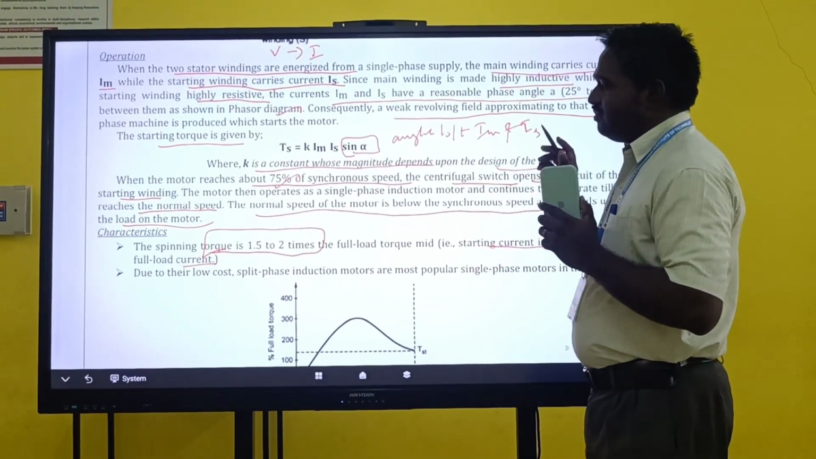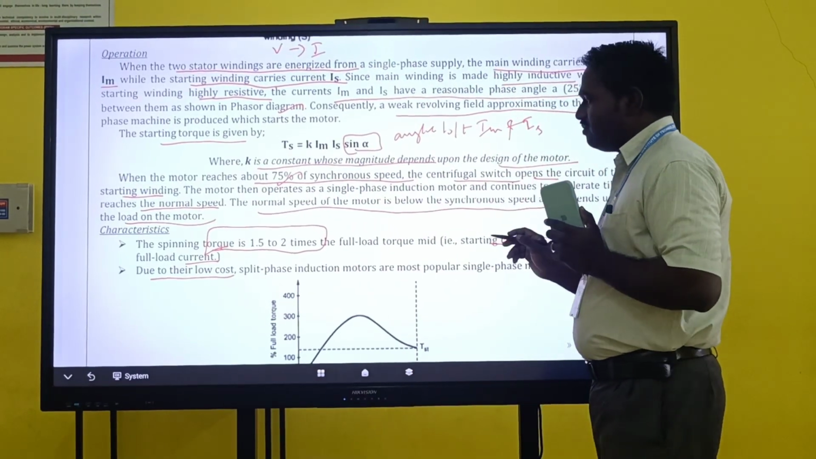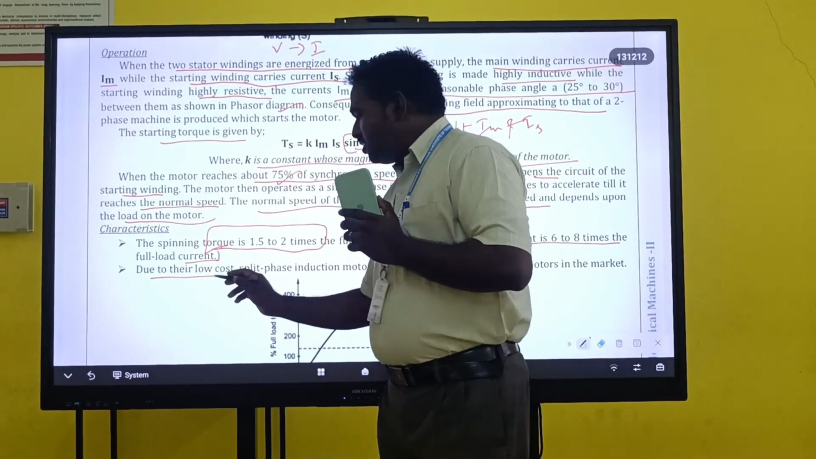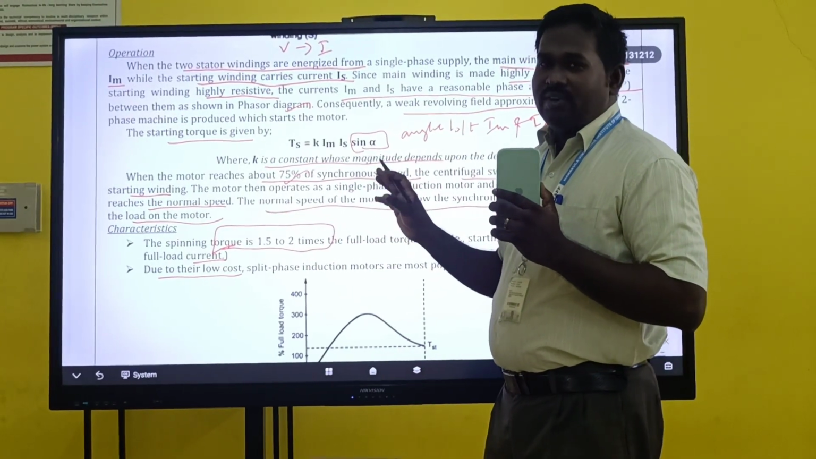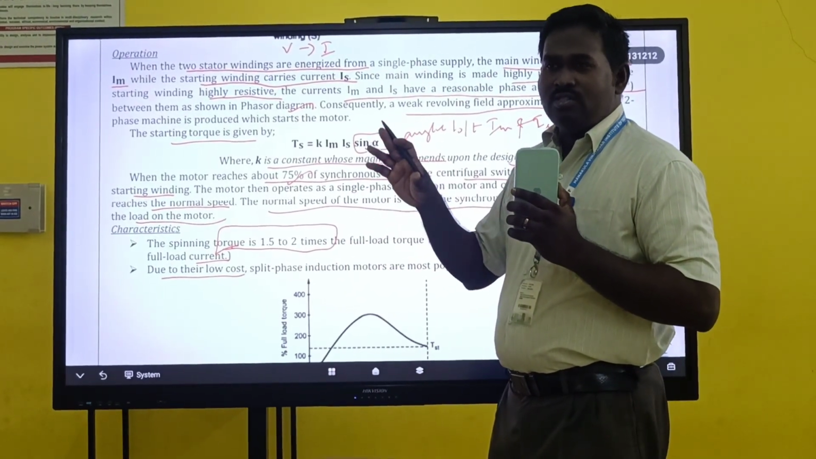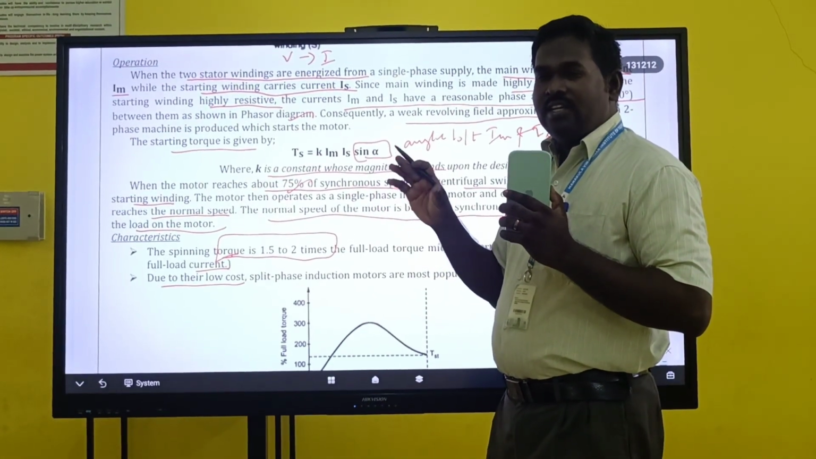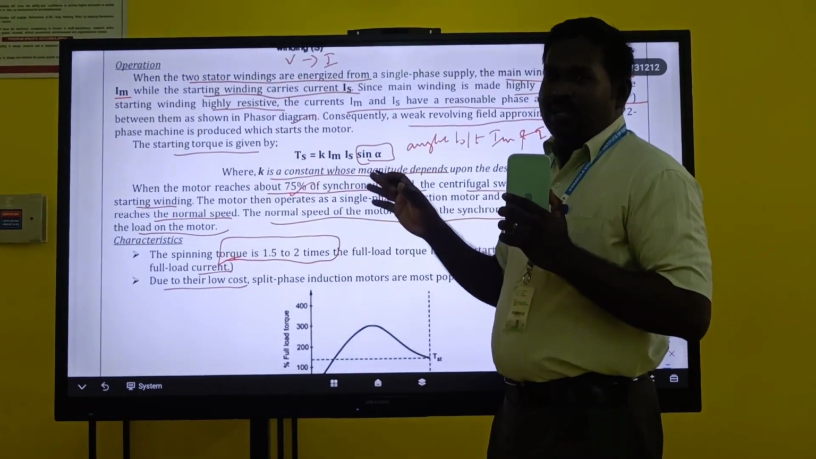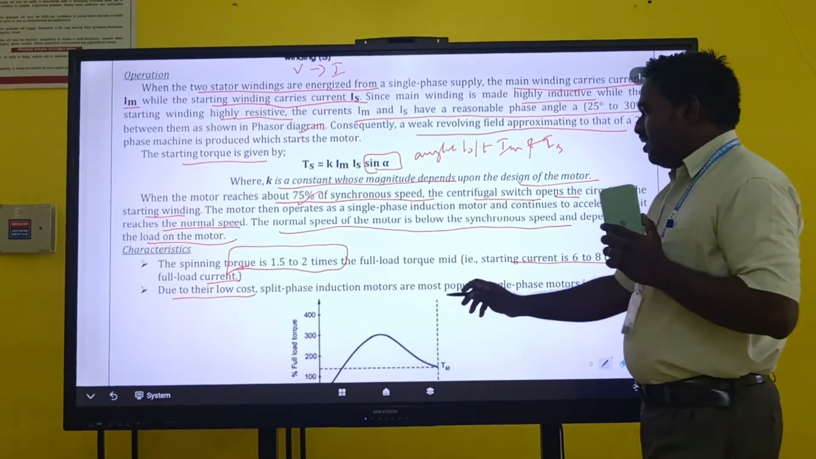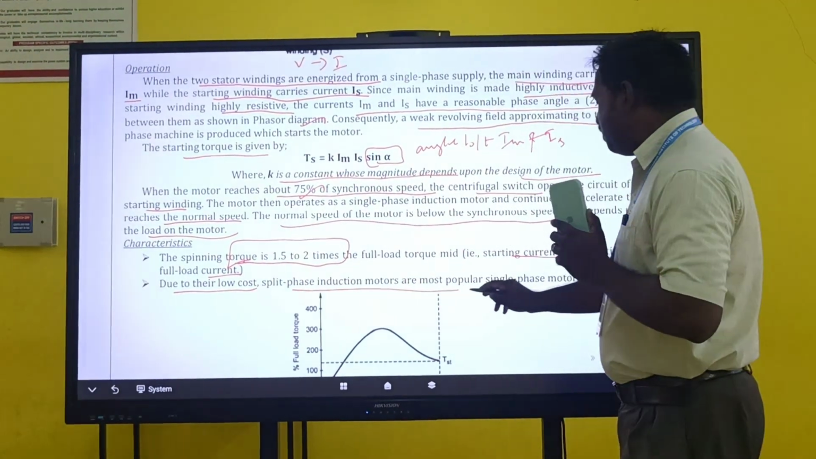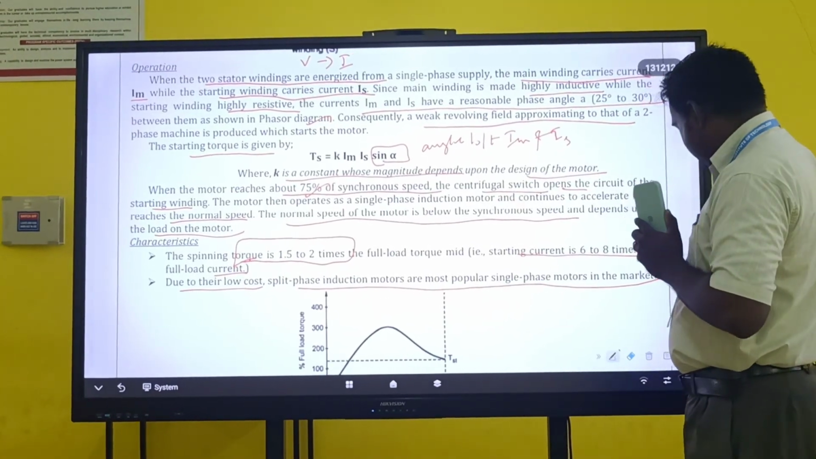Due to this, the cost is low, because during the operation we are not using both windings, only one winding is used. Initially the starting winding is used, and it is cut off with the help of the centrifugal switch, and finally all the current flows through the main winding. So it is the most popular single phase induction machine used in the market.